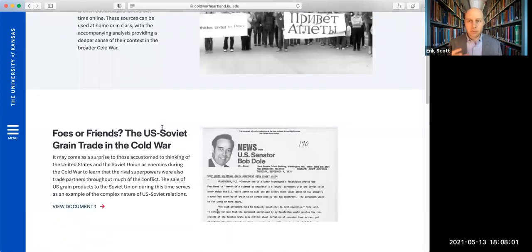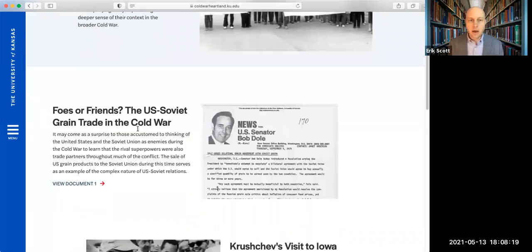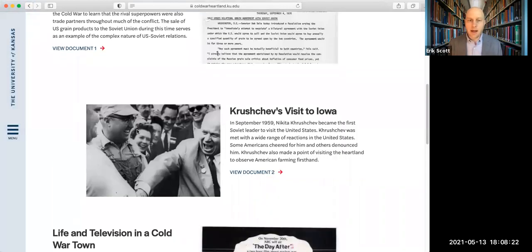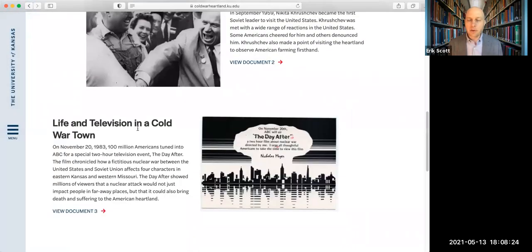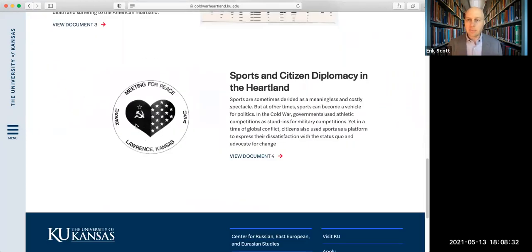So we have documents on the US-Soviet grain trade, which was strongly opposed by many Kansas farmers who held very strong anti-Soviet, anti-communist ideas, but over time became enmeshed in this grain trade. We have documents on Nikita Khrushchev's visit to Iowa. We have documents on the filming of the famous television movie The Day After here in Lawrence. And we have documents pertaining to athletic exchanges and citizen exchanges that happened between the US and the Soviet Union in the 1980s.